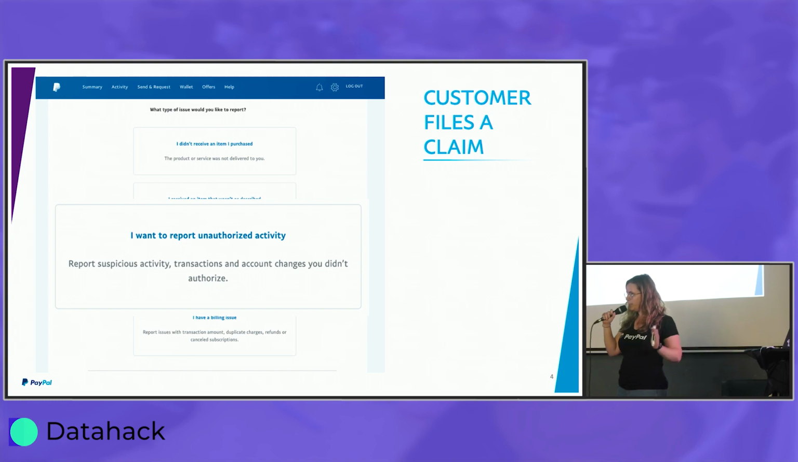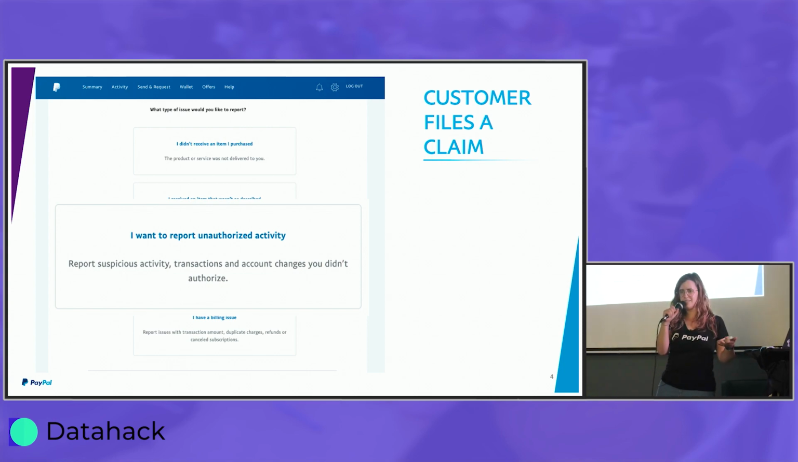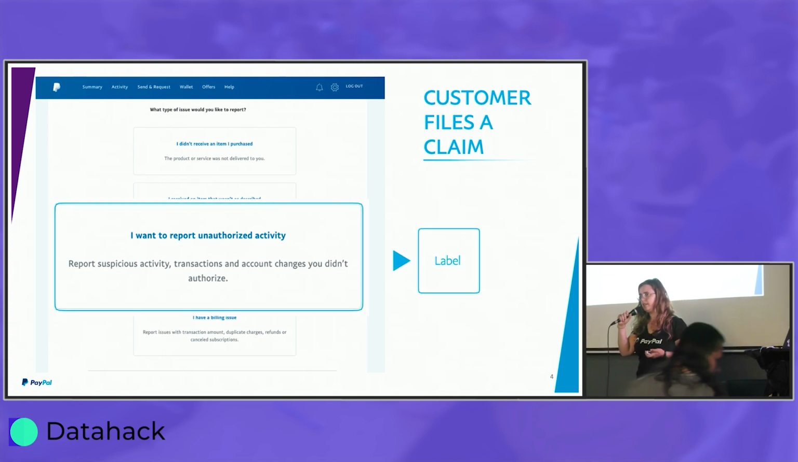So from the customer perspective, everything is good, her money is secured. From PayPal's perspective, obviously it's a loss. It's something that we would like to reduce as much as possible. And from a data science perspective, we can actually look at it as a label. If we know that someone filed a claim and the claim was justified, verified by our agents, we now know that this transaction wasn't a good transaction. It was a bad transaction, a fraudulent transaction.